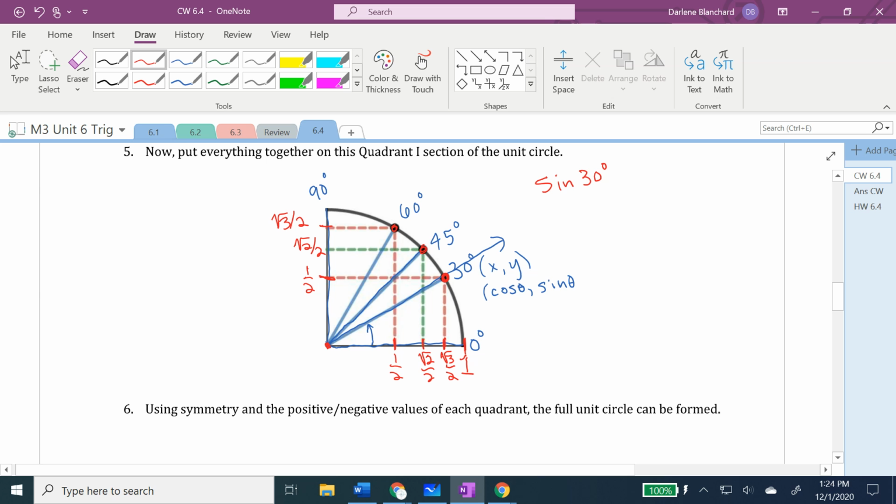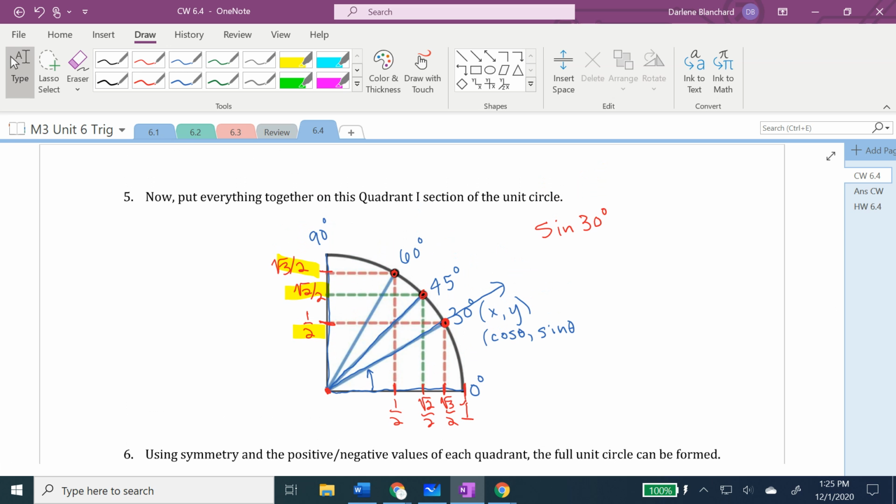So know that these y values are sine values. The x-axis gives us cosine. And let me add in that this has an x-coordinate and a y-coordinate of 0.